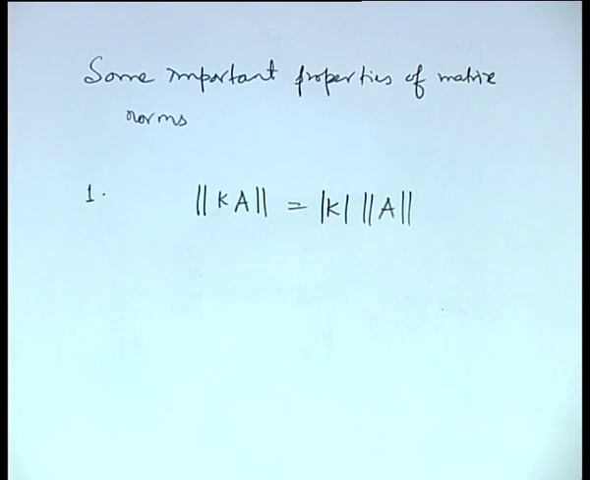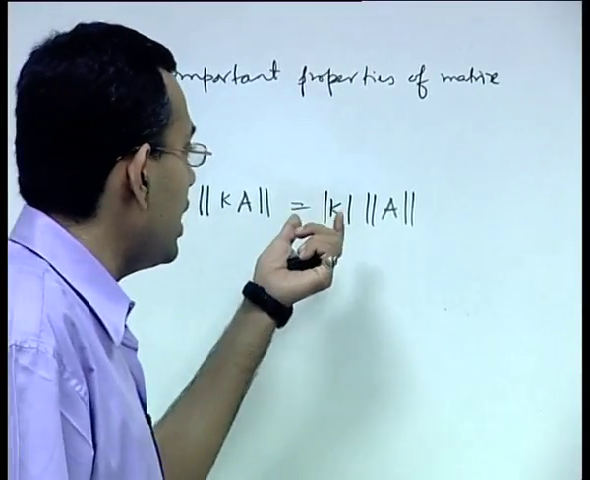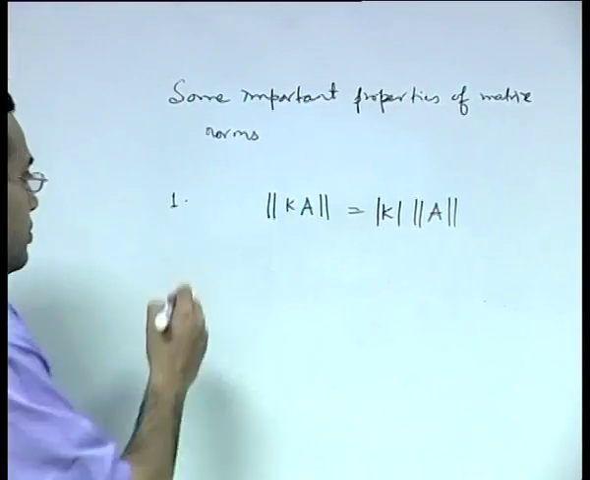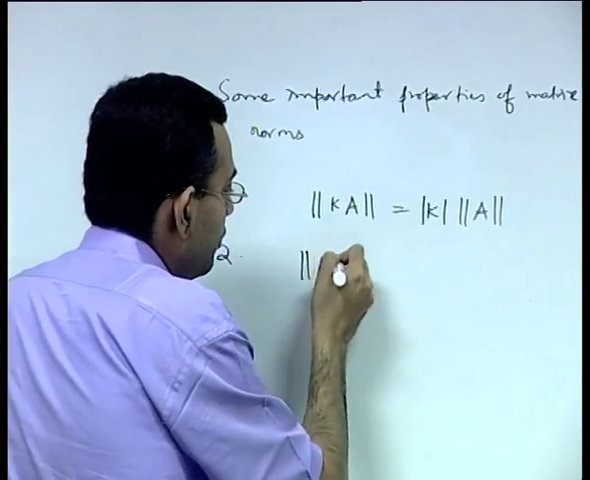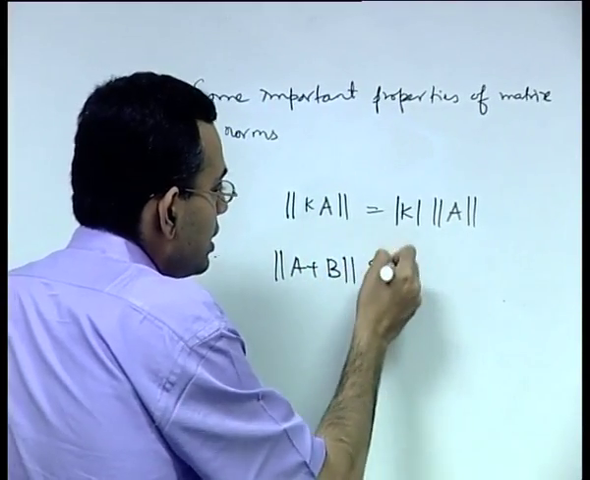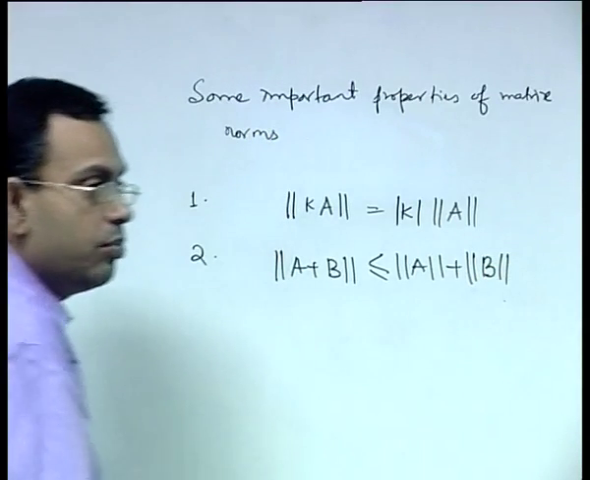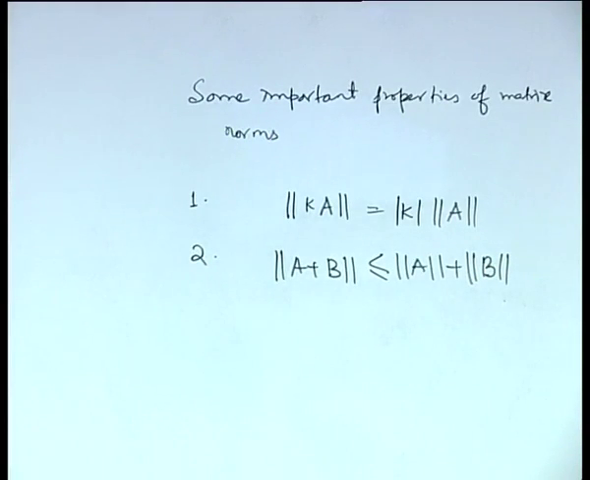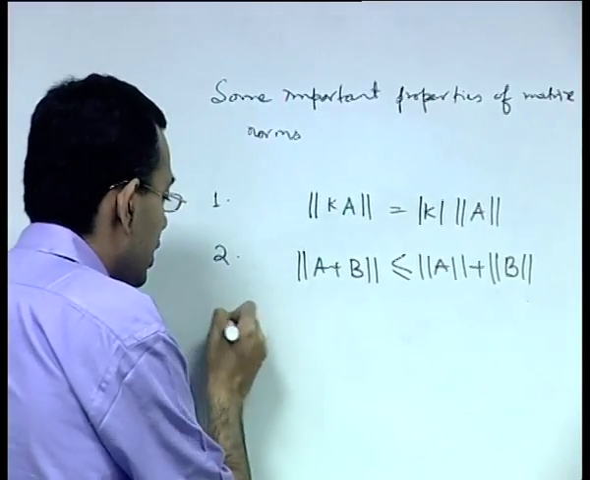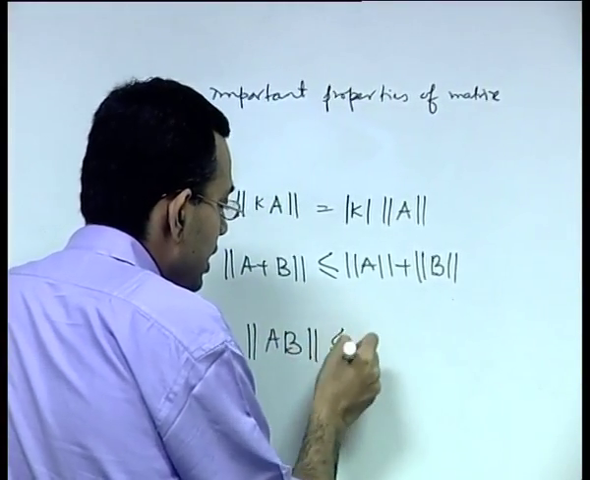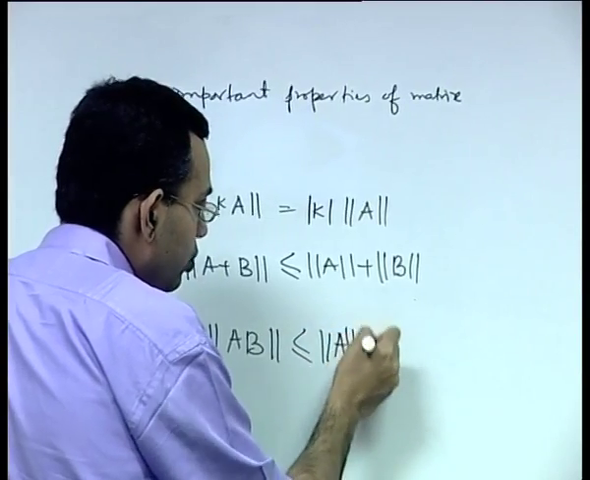Where K is a scalar, it is a signed scalar, it can be positive, negative, whatever. So this mod of K is there to preserve the positivity of the norm. Then norm of A plus B is less than or equal to norm of A plus norm of B. This is also a very important property, but there is a third property which we will be using more often for error analysis, that is norm of AB is less than or equal to norm of A into norm of B.